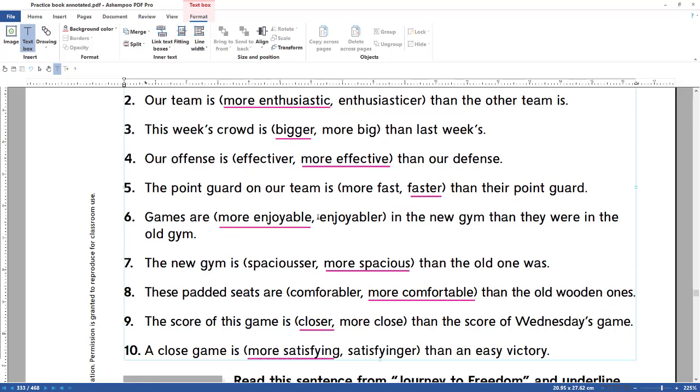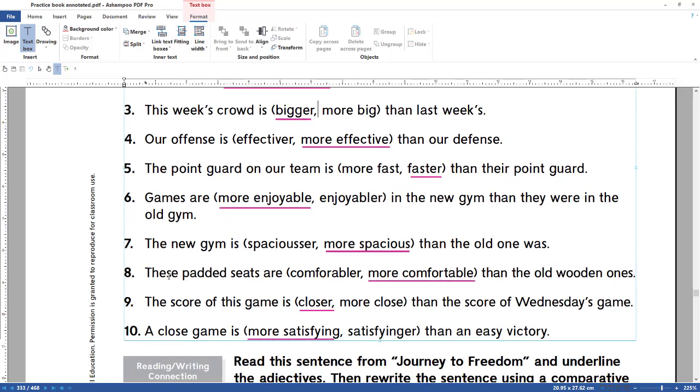Okay. For example, number 8, these padded seats are more comfortable than the old wooden ones. So here the adjective is comfortable, okay, which means like relaxing. So as you can see, it's a long adjective and it has more than two syllables. That's why we added more before it. We are not able to use er because it will be very difficult to say the word. Can we say comfortabler? It's very difficult. That's why more comfortable is the best answer. I hope this one became clear for you, and let's go to the next lesson.